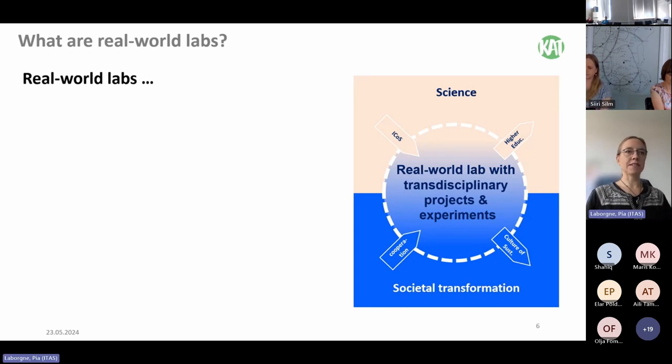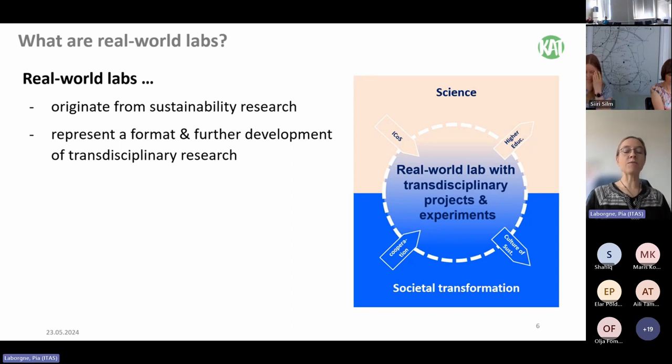We understand ourselves as real-world labs. The term real-world laboratory originates from transdisciplinary sustainability research and found its way into scientific discourse in the early 2010s. The word combines the terms reality and laboratory, and thus it points directly to its conceptual core: to operate a laboratory, a scientific research and development infrastructure, in the midst of reality. So we act in society in concrete lived reality and not, as usually in science, as an isolated building or facility cut off from its surroundings.